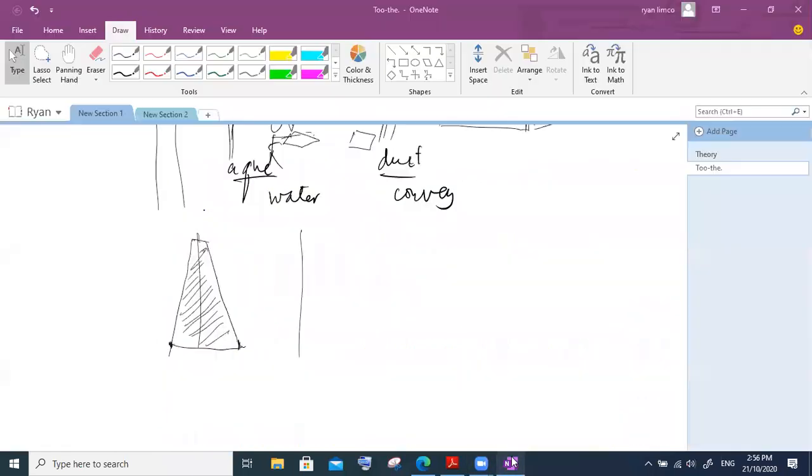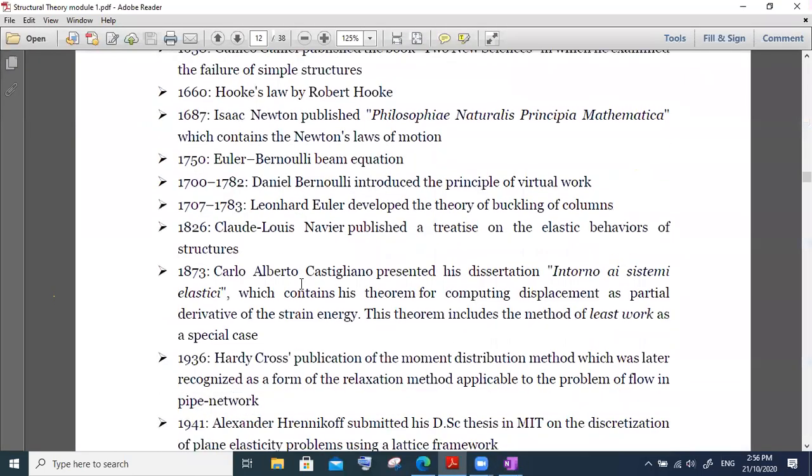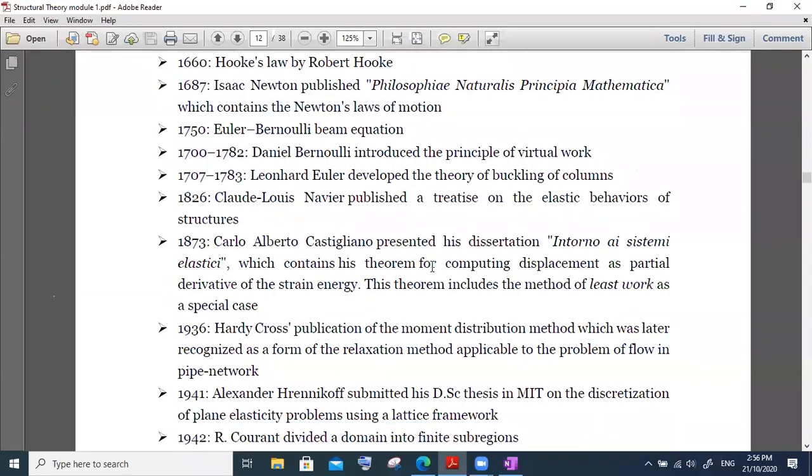Guys, we have to remember that this is pronounced as Euler, not Euler, ha? Euler yan siya, kasi French yan siya. In 1700 to 1782, Daniel Bernoulli introduced the principle of virtual work. Si Leonard Euler naman developed the theory of buckling of columns.